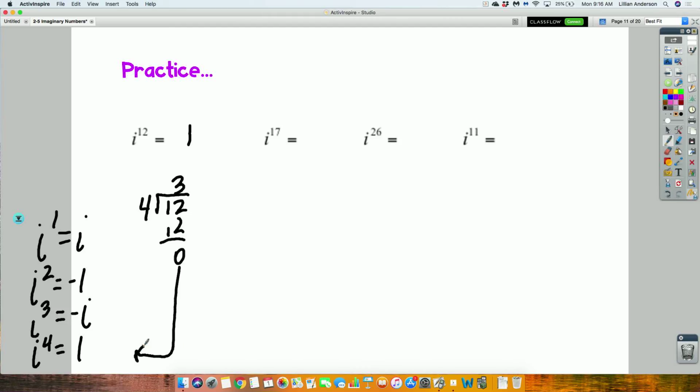Okay? What did you get for 17? It is I. When you divide 17 by 4, oh, we did this one already. You get 16, you get a remainder of 1. That corresponds to I to the 1st power.